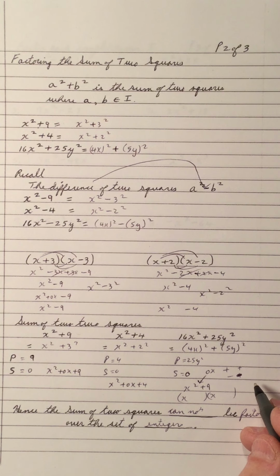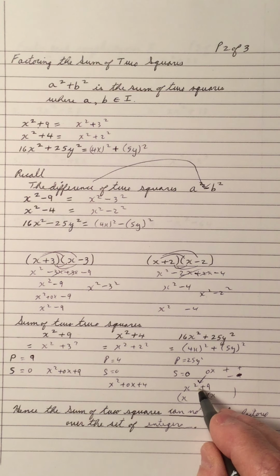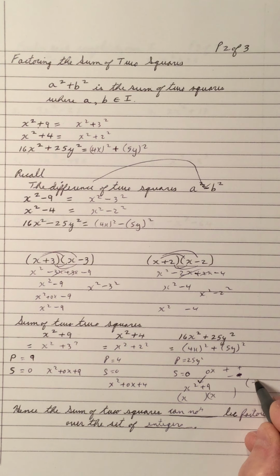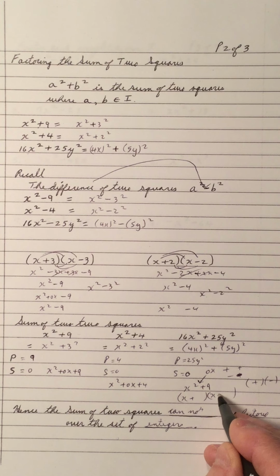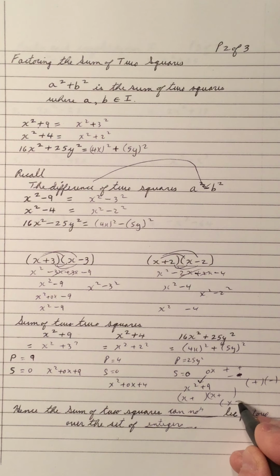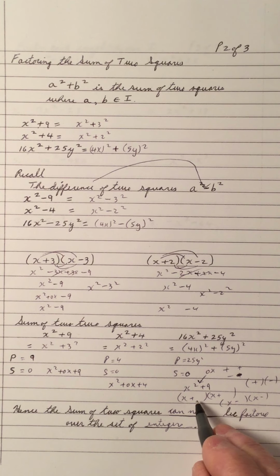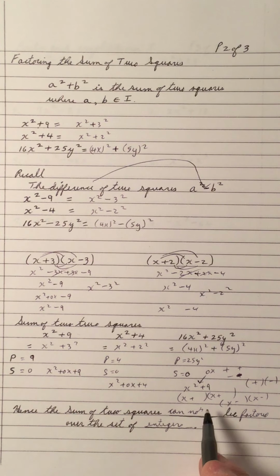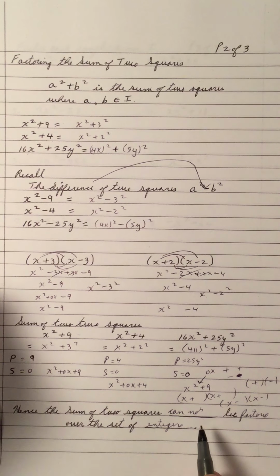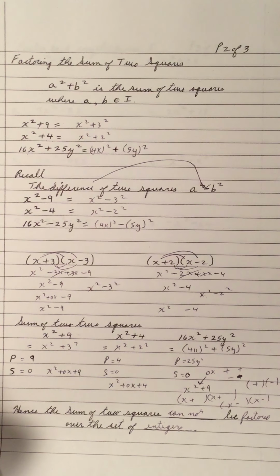That's impossible. If you have a sum of 0, that means you must have had a positive in one bracket and a negative in the other. So since the product is positive, I have to have 2 pluses or I have to have 2 minuses. So adding these, I'm going to get a number. So this is impossible. So we cannot factor the sum of 2 squares. Cannot be factored over the set of integers.